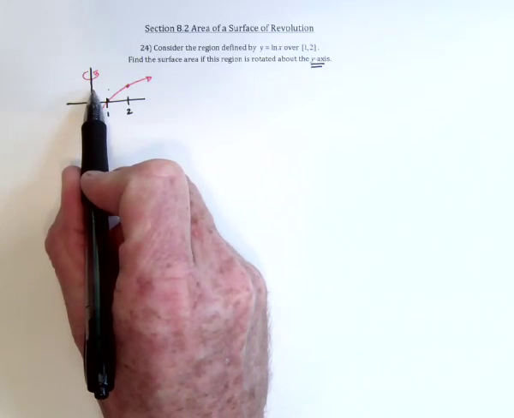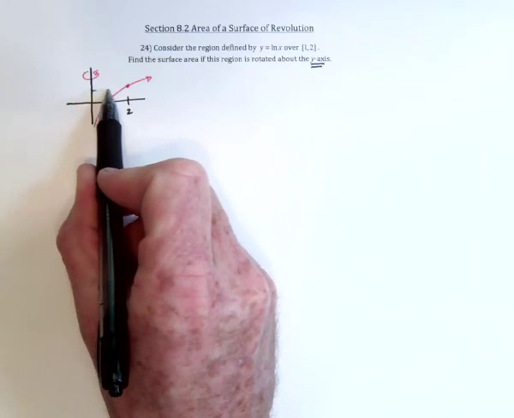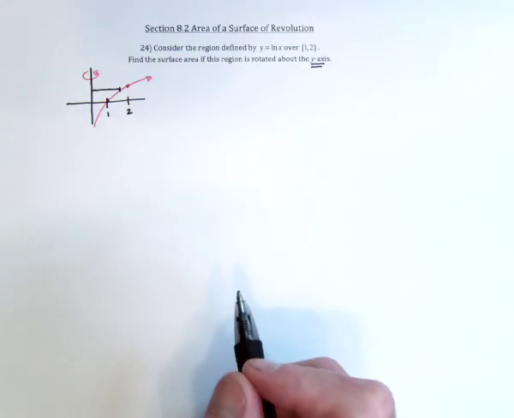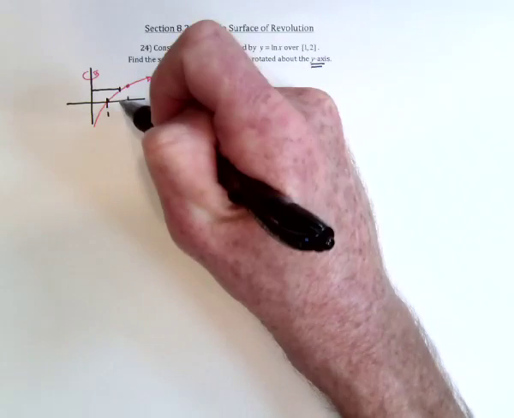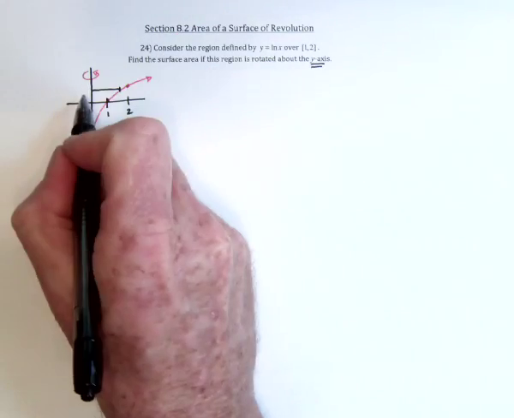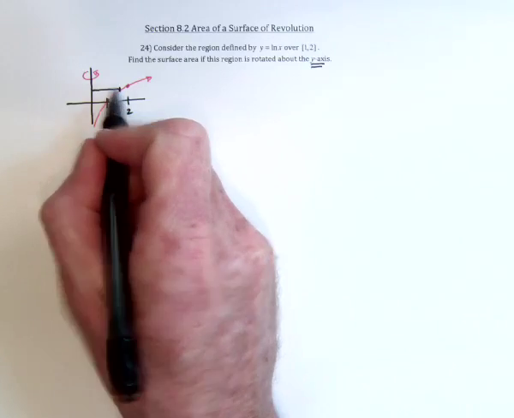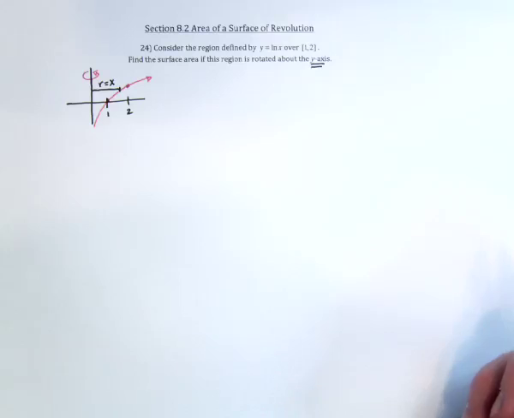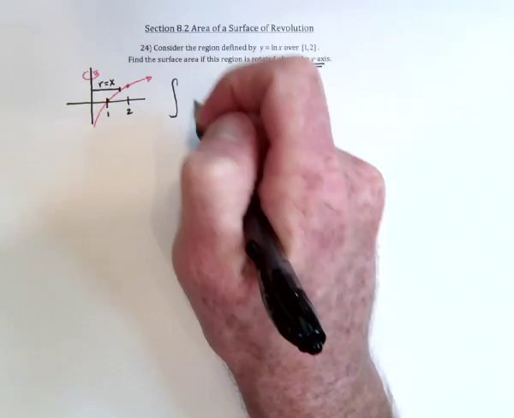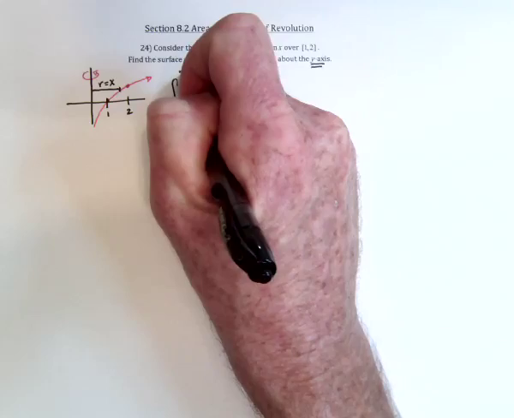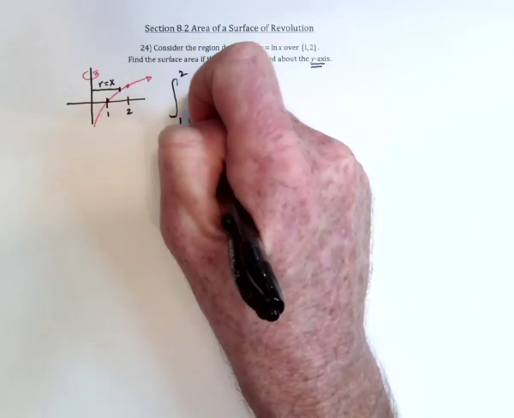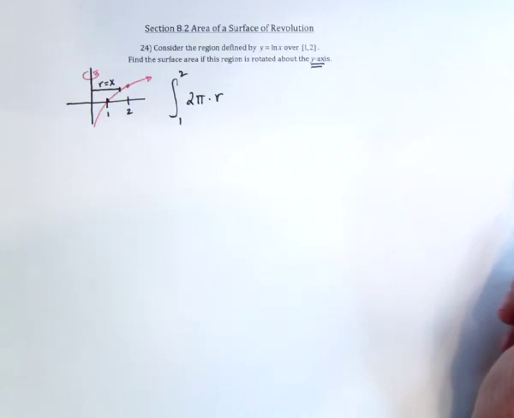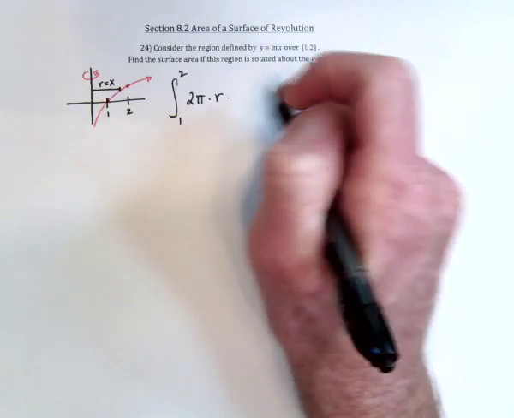So for rotating about the y-axis, basically the theory is the radius, since we're going around the y-axis, the radius has to be measured from here to that arc. So consequently, the radius is not going up to the function, it's going across to the function. So that means that the radius is equal to x. So we'll have integrate from 1 to 2 pi times the radius, which in this case is going to be our x, and then times the arc length.